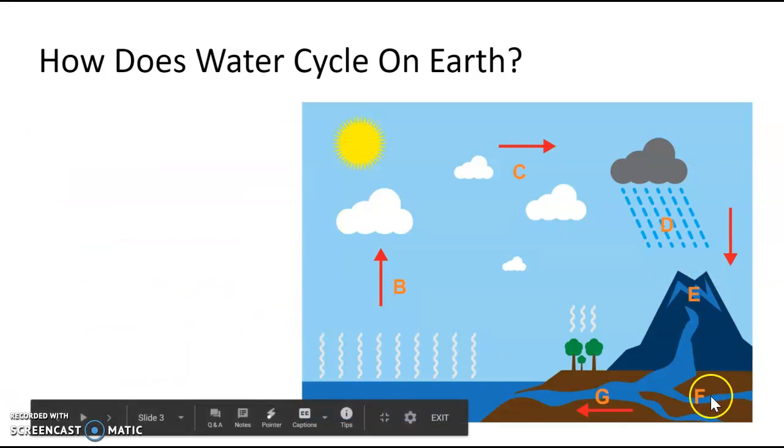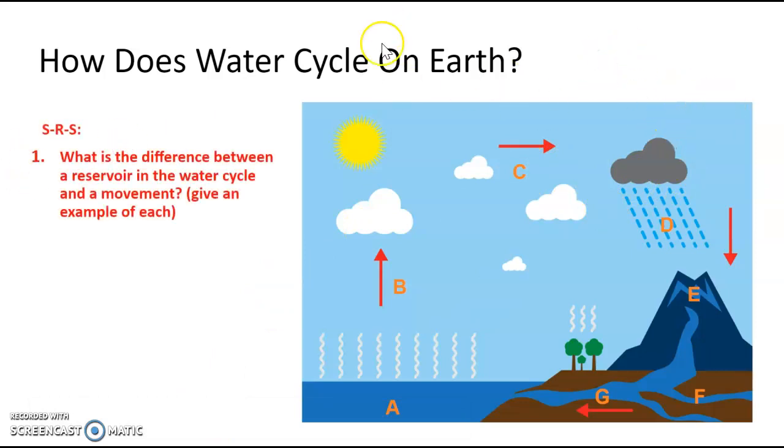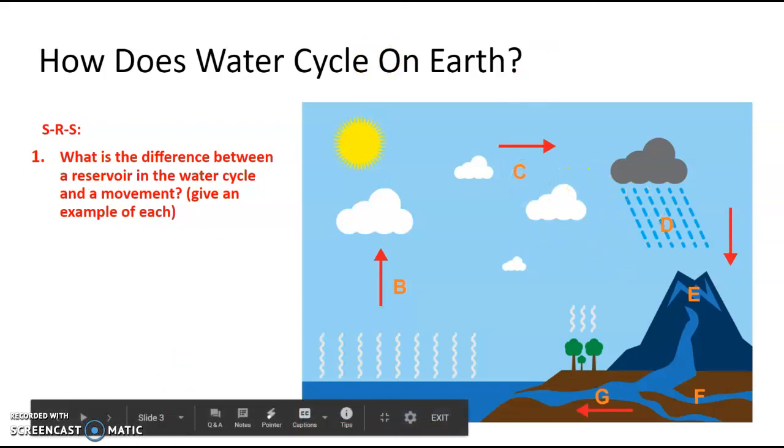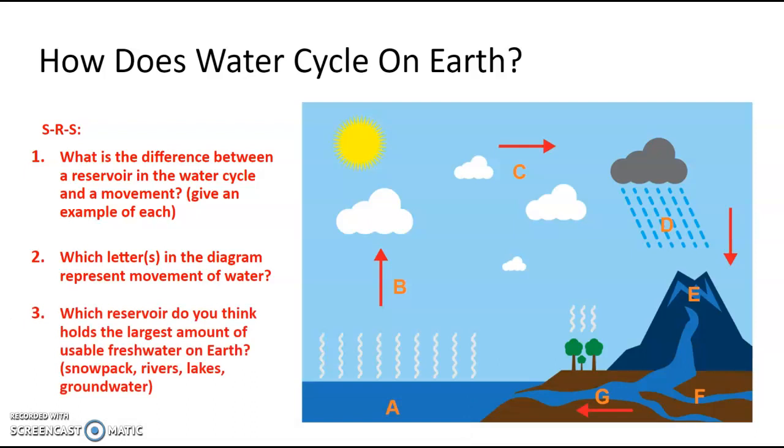Moving on to this next part, we're going to look a little bit more at these different stages. And so we've got letters representing the different parts, and you'll be responding to some prompts in your student response sheet. So first of all, what is the difference between a reservoir in the water cycle and a movement in the water cycle? So looking at these letters, identify one of each. And then which letters in the diagram represent movement? And which reservoirs do you think hold the most amount of usable fresh water?